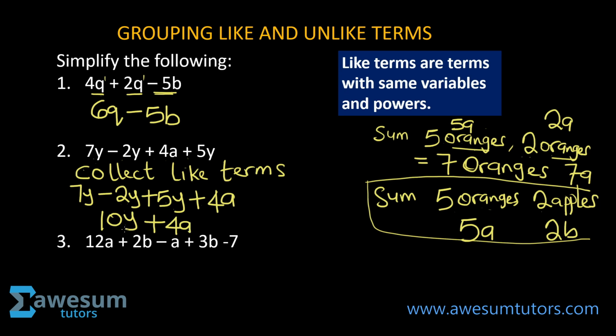Remember, we cannot simplify this further. We cannot sum them up. Therefore, this is our final answer. The question is, why can't we sum them up again? The answer is that they are not like terms. They have different variables. This one has variable a, while this has variable y. Do you understand that, guys?